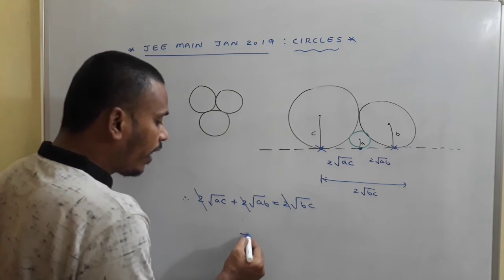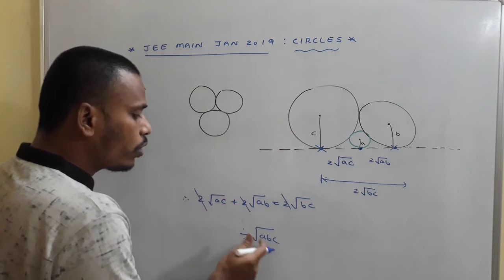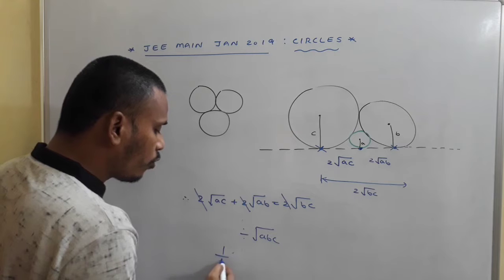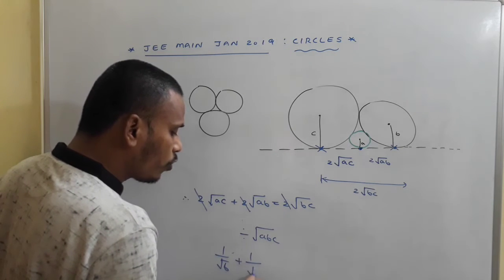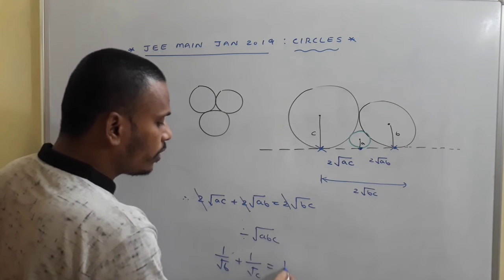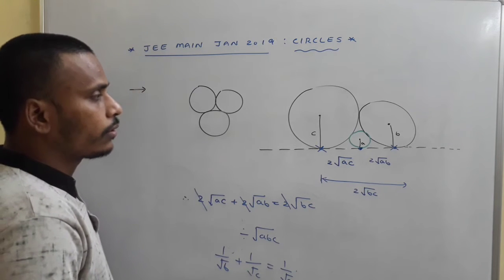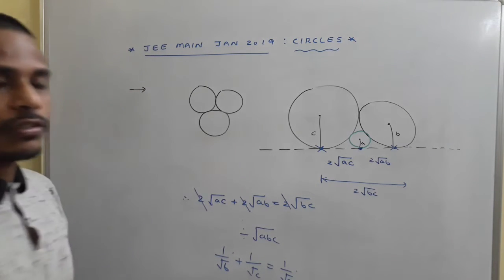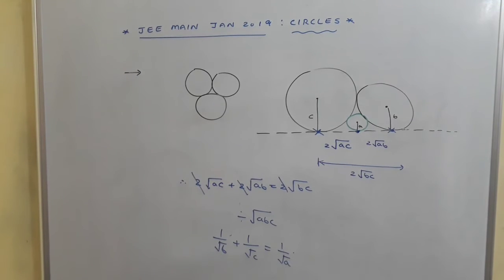If you divide everything by root ABC, then root AC by root ABC is 1 by root B, plus root AB by root ABC is 1 by root C, is equal to root BC by root ABC, that is, 1 by root A. Just have a look. So this is the first problem of Mains 2019, asked on January 9.